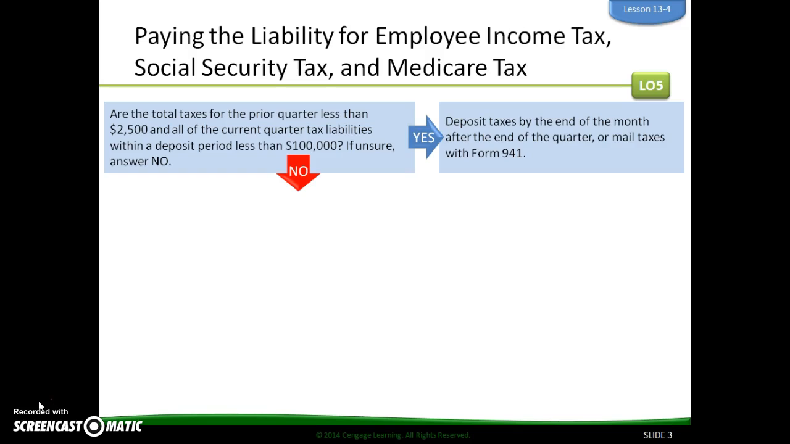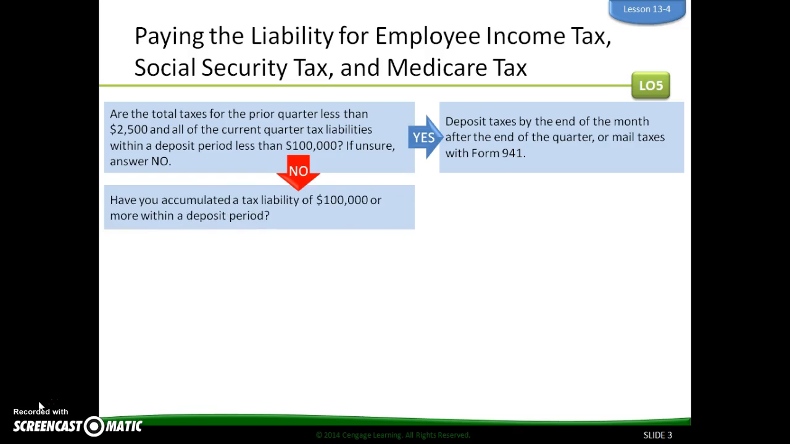Are the total taxes for the prior quarter less than $2,500, and are all of the current quarter tax liabilities within a deposit period under $100,000? If the answer is yes, then you deposit your taxes by the end of the month after the end of the quarter, or you just mail your taxes with the 941. If the answer is no, or if you're not sure what the answer is, then you go on to the second question. Have you accumulated a tax liability of $100,000 or more within a deposit period? If the answer is yes, you're supposed to deposit those taxes by the next business day.